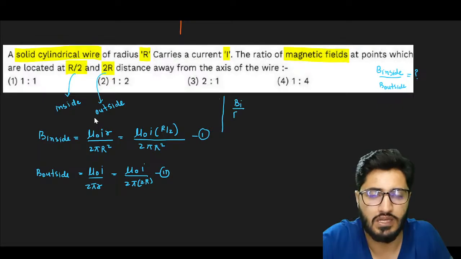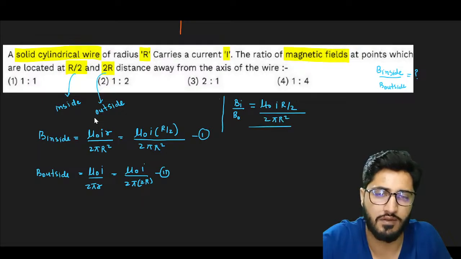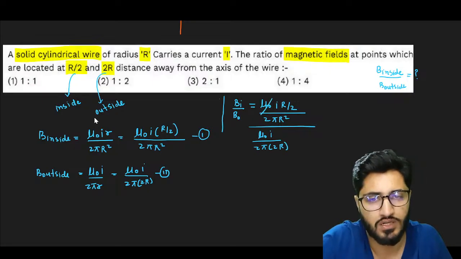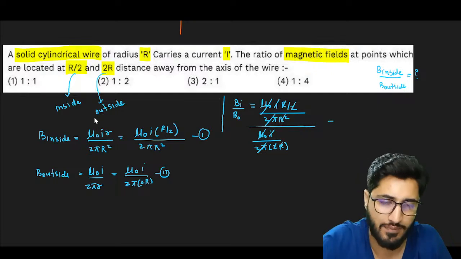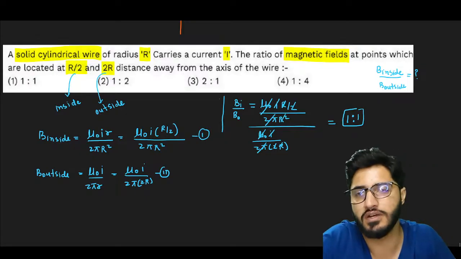B inside to B outside equals mu naught I r by 2, whole divided by 2 pi r square, whole divided by mu naught I by 2 pi 2r. Look now, mu naught cancels out, I cancels out, 2 pi cancels out. Then these two cancel out. r into r square, r square, r square cancel out. My answer came out to be 1:1. Which one? Option number A.